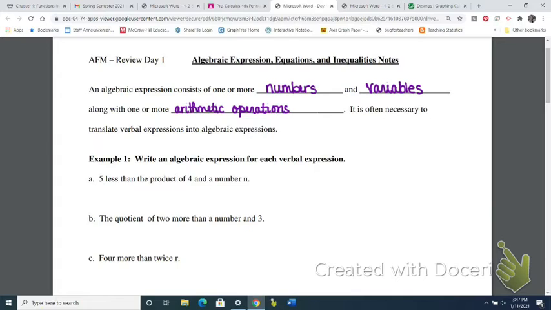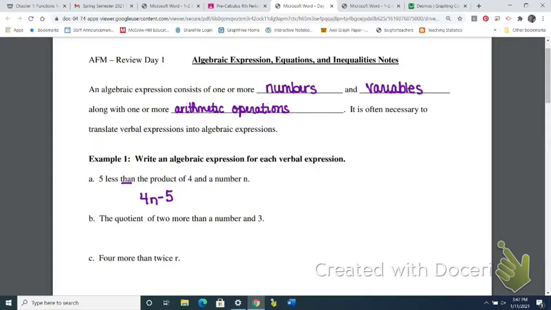So what we're doing is reviewing what we learned from Math 1 to get us ready and to cover some things we're going to need in Math 4. Write an algebraic expression for each of the following verbal expressions. 5 less than. Anytime you see the word than, it means you're going to flip the order. So 5 less than means minus 5. The product of 4 and a number n. Product means multiply, so that would be 4n minus 5.